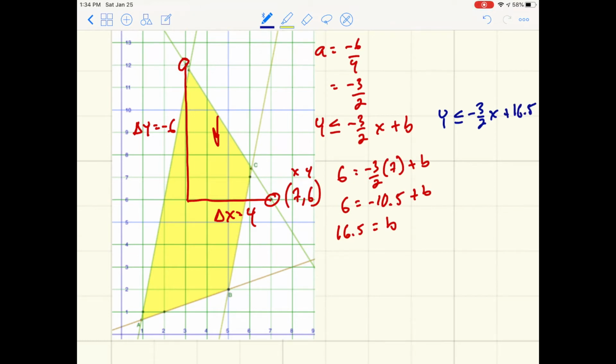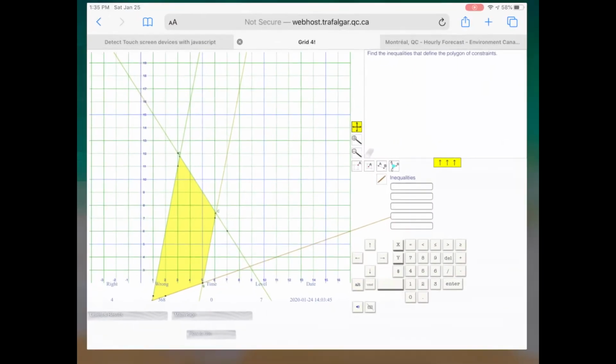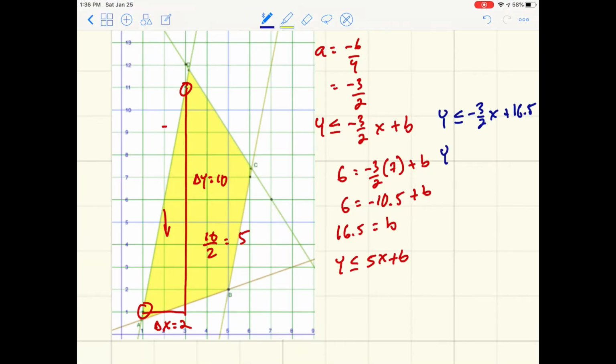Let's look at the next one. Looking at that line, here's a good point, and here's another good point. We have a delta y, going from 1 to 11, going up, so delta y is 10, and delta x is 2. Our slope is going to be 10 over 2, which is 5 over 1. It's a solid line, and we are shading below the solid line, so it's going to be y is less than or equal to 5x plus our b value. Let's go back to the program to see if we can read the b value right off the graph. It's negative 4. So y is less than or equal to 5x minus 4.